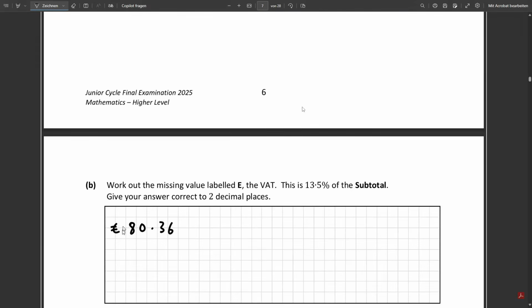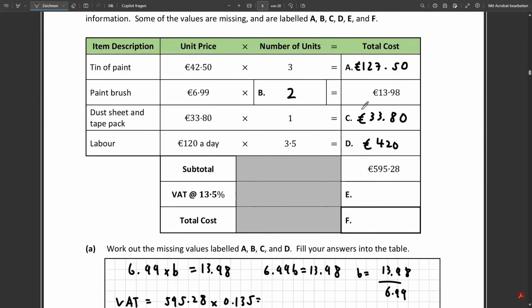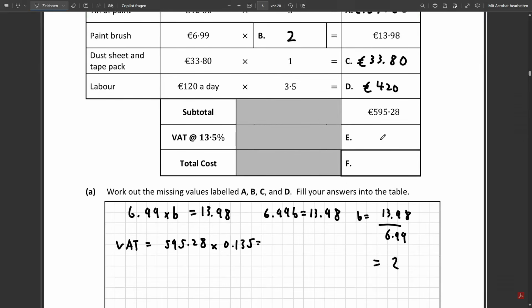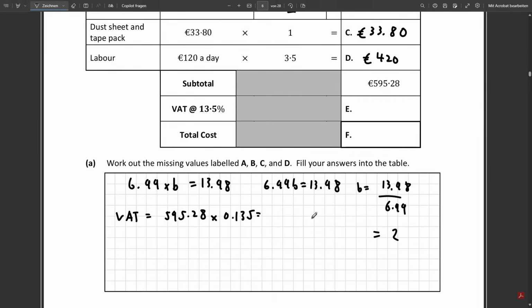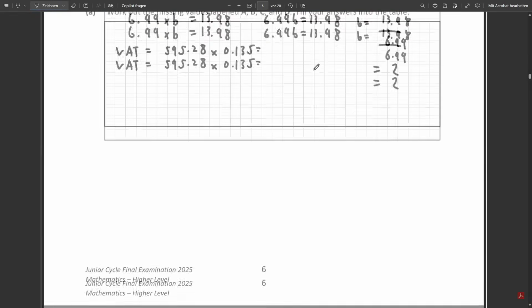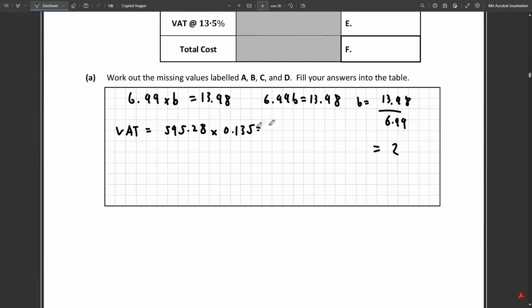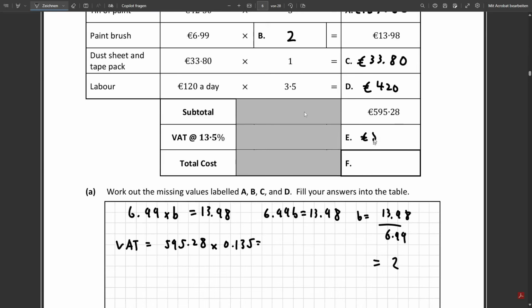80.36 euros. So I don't think that you're actually meant to write it into this. I think you're actually meant to write it down here. Oh no, it says fill it into the table, but you could show where you're getting them all from here. Probably a good idea. But I'm just showing how to do it. So 80.36 is what you get. So we'll have euro 80.36.